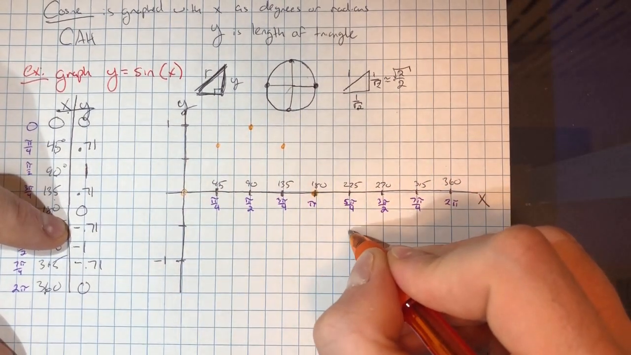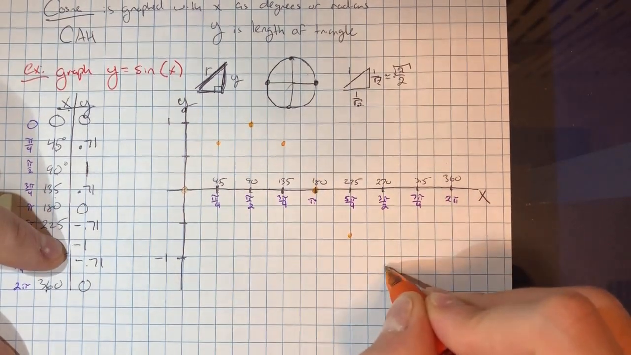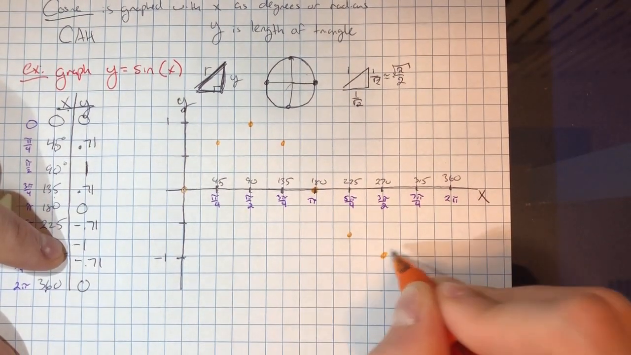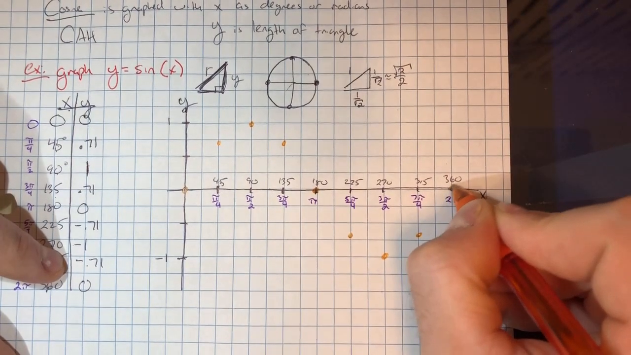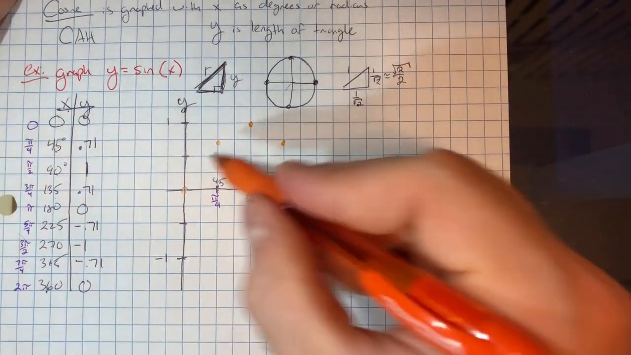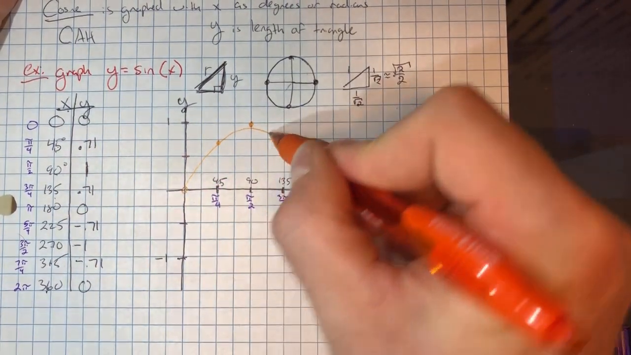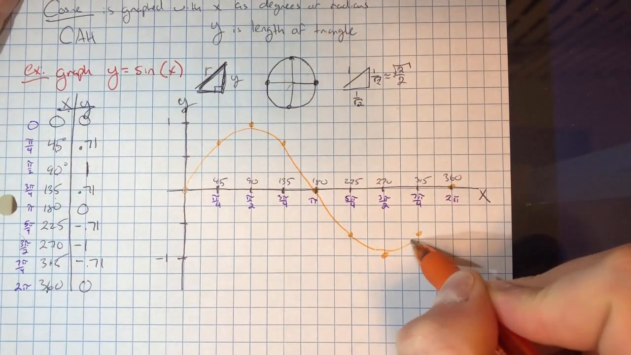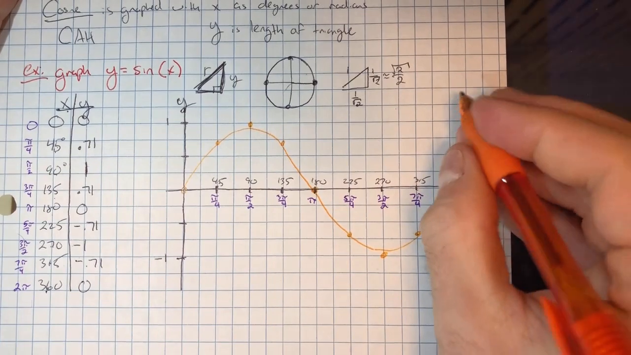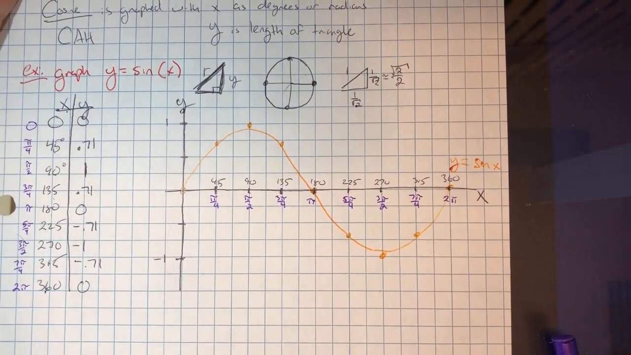Negative 0.71. Negative 1. And boom, there we go. We have our first official sine wave. That is y equals the sine of x.